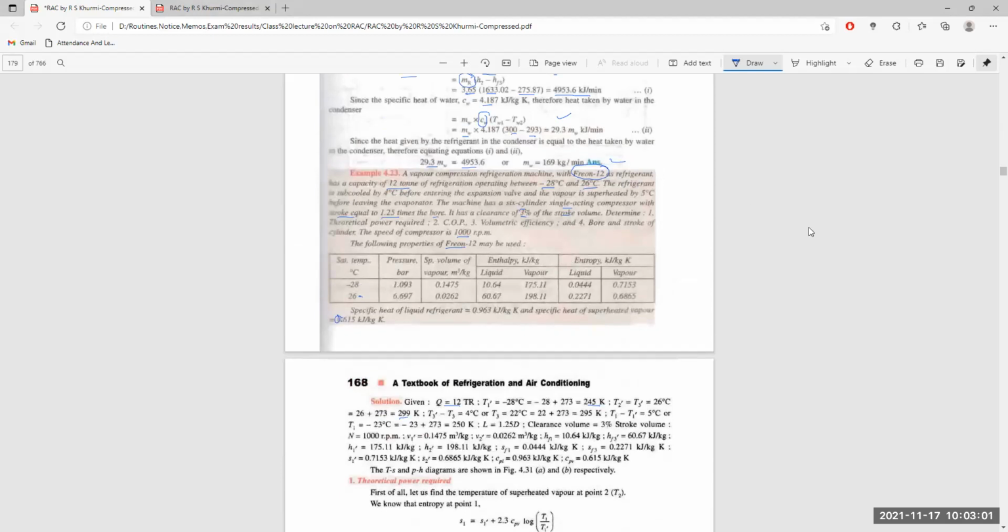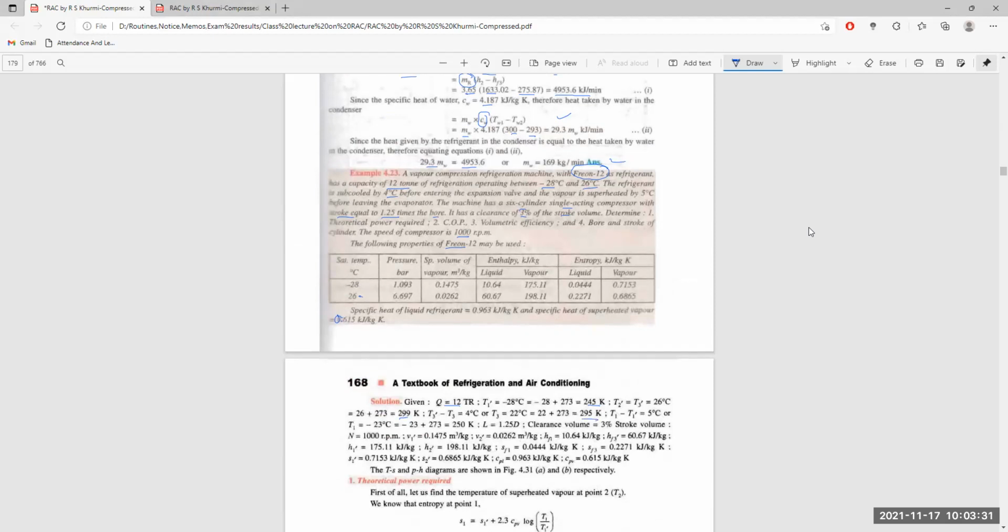The refrigerant is subcooled by 4 degrees centigrade. It is given here. So this is T3. T3 dash minus T3 is 4 degrees centigrade, or T3 is 22 degrees centigrade, means 26 minus 4, that is 22 degrees centigrade. 22 plus 273 is 295 degree Kelvin itself.